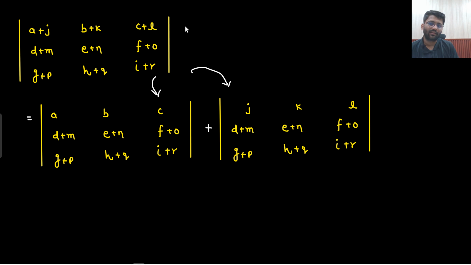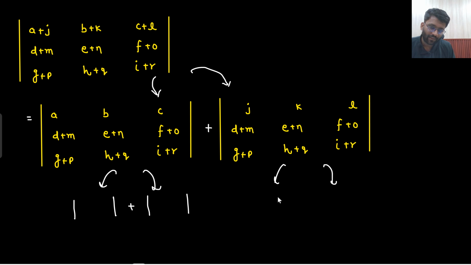Is that clear? Then this could be broken into two parts. This could also be broken into two parts. How could this be broken into two parts? Roughly I am writing it down. I am assuming the first row as it is, the third row as it is, and I am doing the operation only in the second row. So D, E, F and M, N, O. First and third remain as it is.